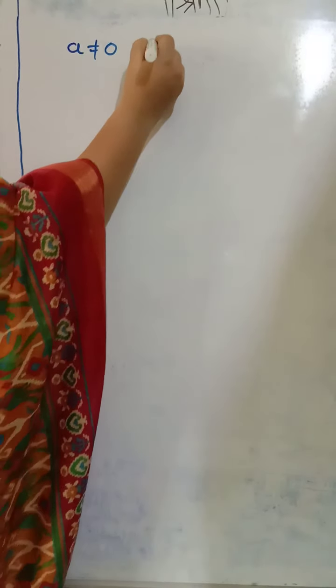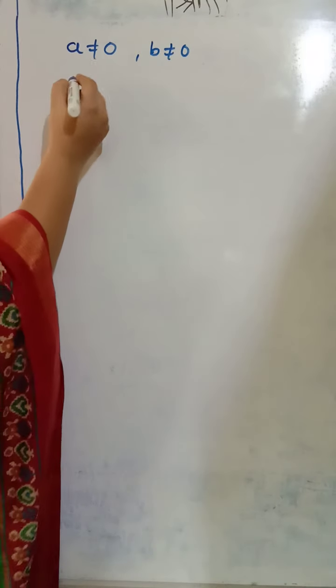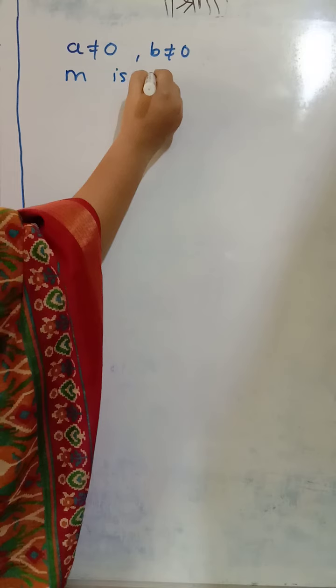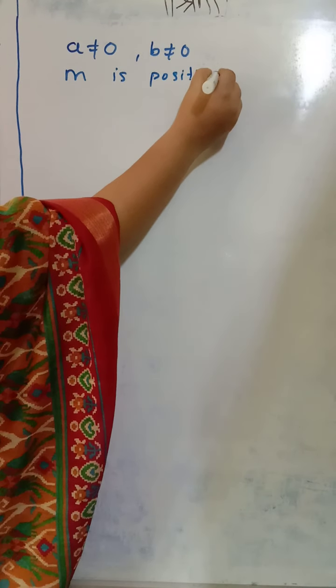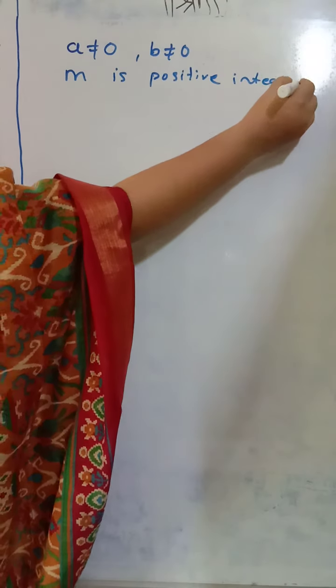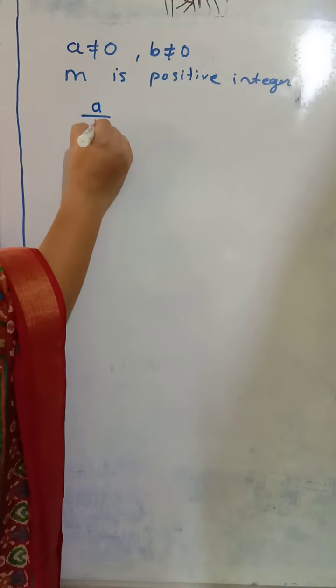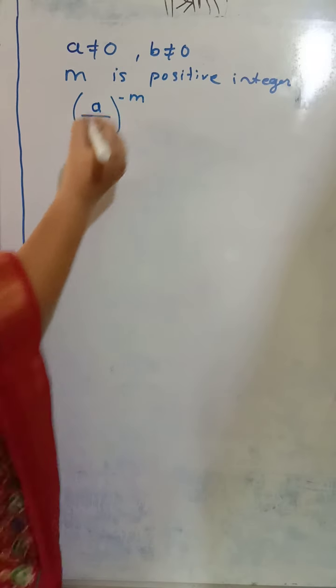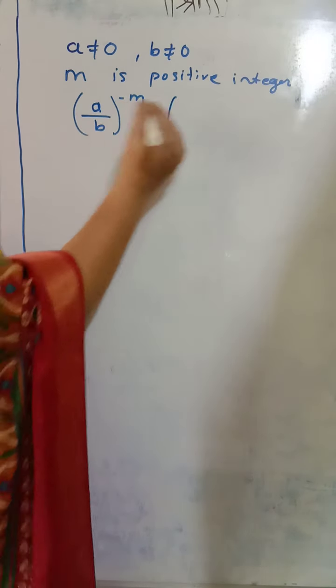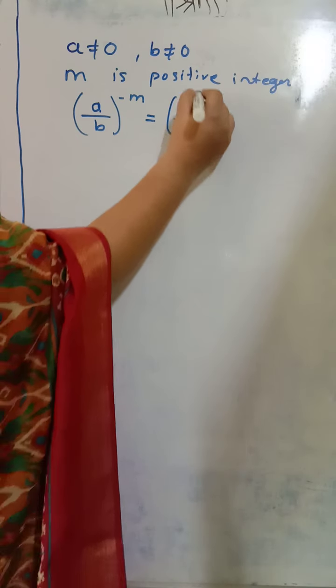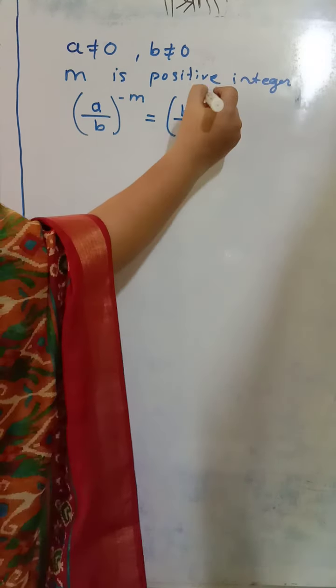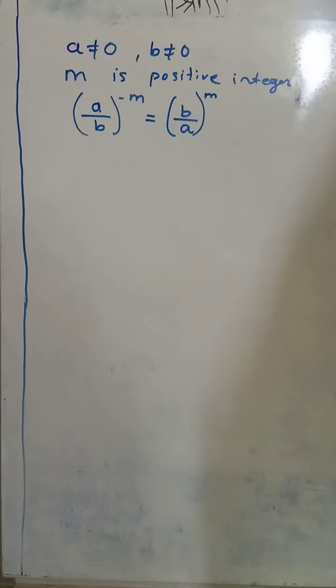So now we know that if A is not equal to 0 and B is also not equal to 0, and M is a positive integer, then (A upon B) raised to negative M is equal to the reciprocal of A upon B, that is B upon A. Is this multiplicative inverse? And then the index part will become positive. So this is the formula for (A upon B) raised to negative M is equal to (B upon A) raised to M.